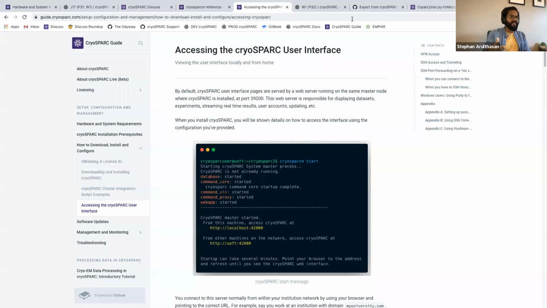And what happens is essentially they're running the service on their machines, and they're routing that port that CryoSPARC runs off of through a service called Nginx. And you just go to a website and it basically translates you into that server. We have a whole guide for this on our actual website, on our new guide.